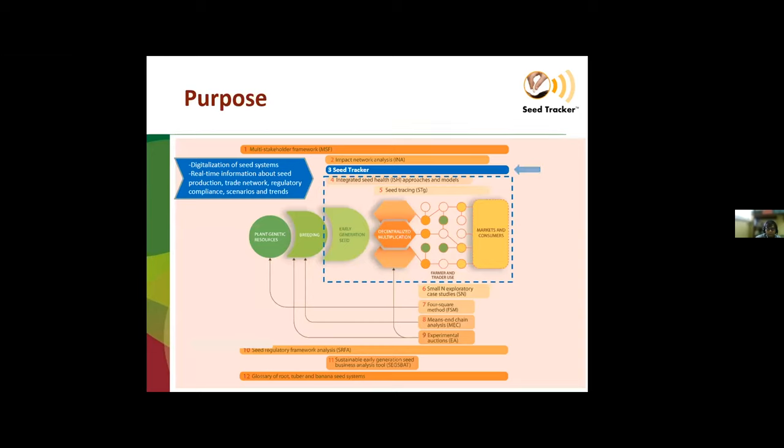Where in the seed value chain can Seed Tracker be used? As illustrated in this diagram, Seed Tracker functionalities cover all the way from early generation seed production to decentralized seed multiplication, where the bulk of the commercial seed is produced, and to the marketing stage.